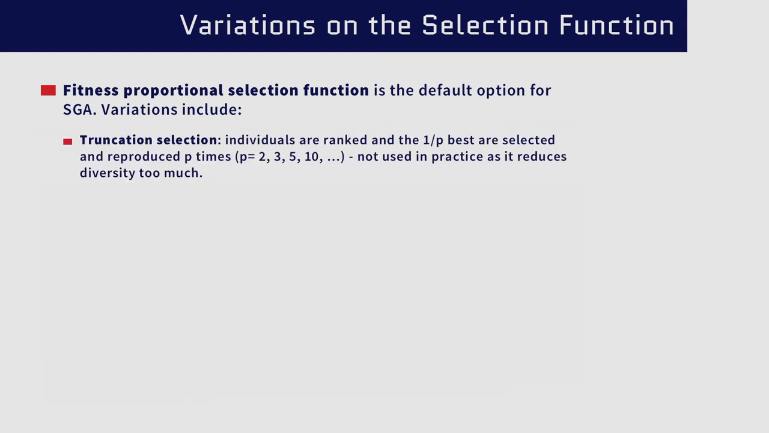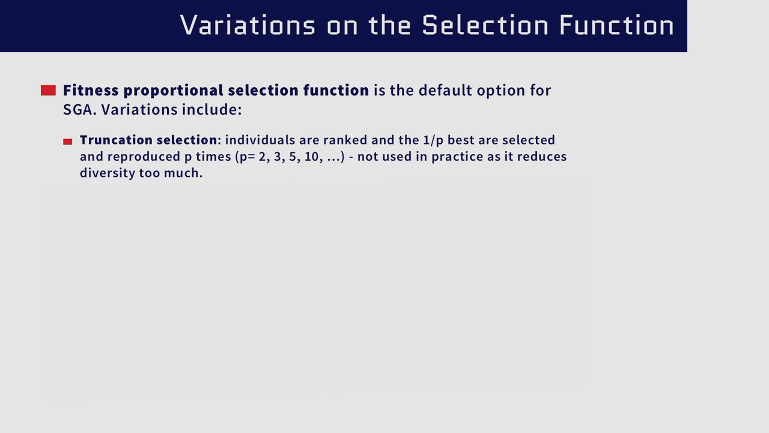In this system, hypotheses or chromosomes are ranked, and a certain percentage of the top performers are selected and reproduced a certain number of times. So only the very top best individuals are used in the process. This selection method is not used in practice because it typically reduces diversity too much. In fact, you really need more than only the best individuals to reproduce and select.